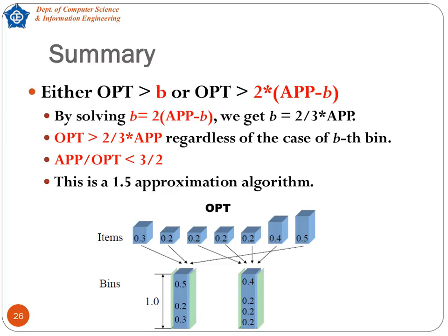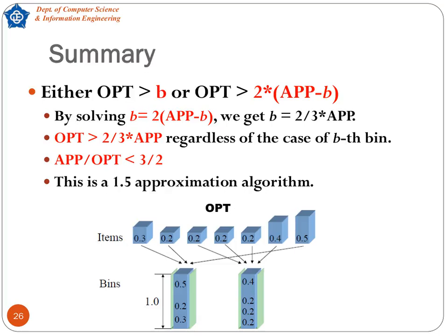This leads us directly to the fundamental conclusion that OPT is greater than 2/3 of APP, a relationship that holds true universally, regardless of the specific item distribution or the Bth bin's contents. As a powerful and direct result of this, the ratio of the approximate solution to the optimal solution, APP over OPT, is guaranteed to be less than 3/2. This wonderfully demonstrates that we have successfully achieved a 1.5 approximation algorithm.